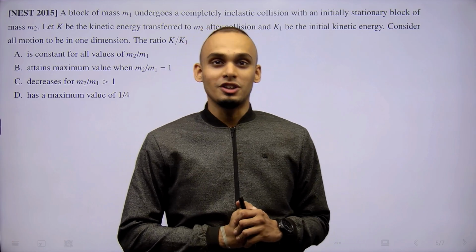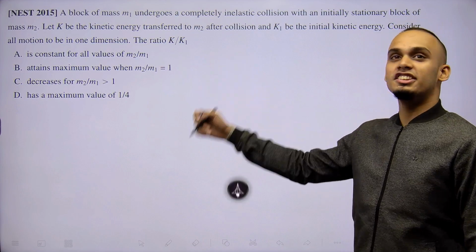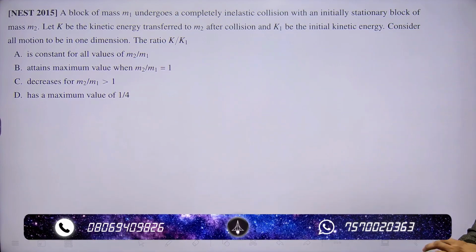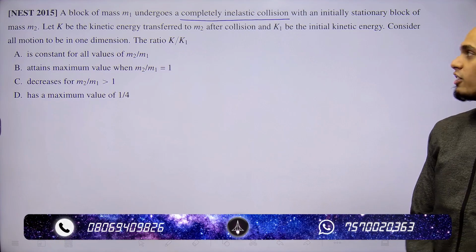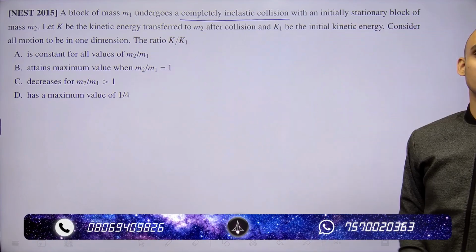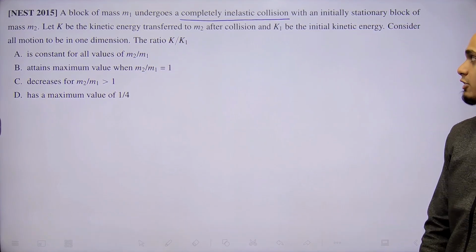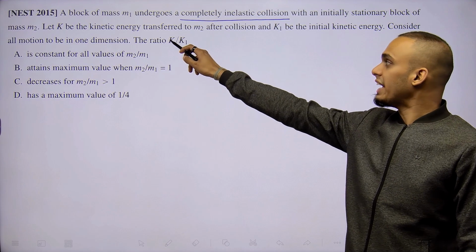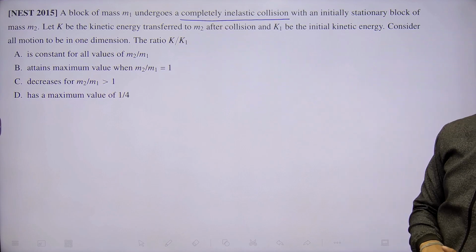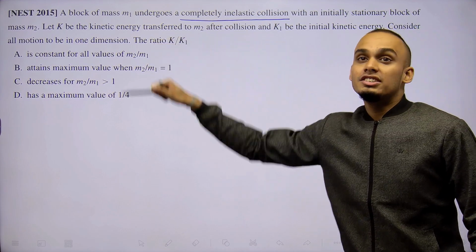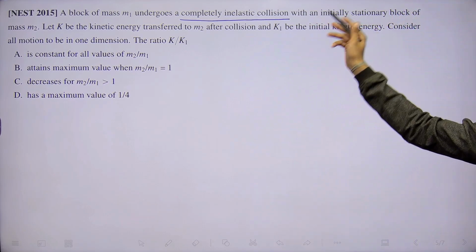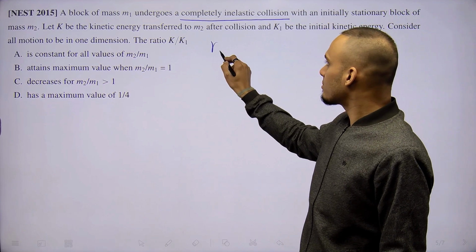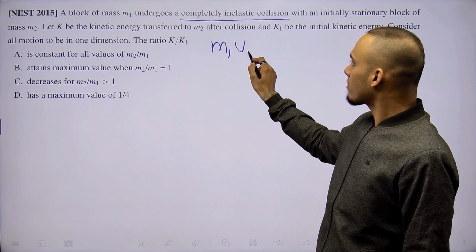Today we will be solving a question that appeared in the NISER entrance test in the year 2015. This question considers a perfectly inelastic collision between two blocks of masses m1 and m2 respectively, and we are asked for information about the ratio of the kinetic energy transferred to mass m2 to the kinetic energy that the initial block had.